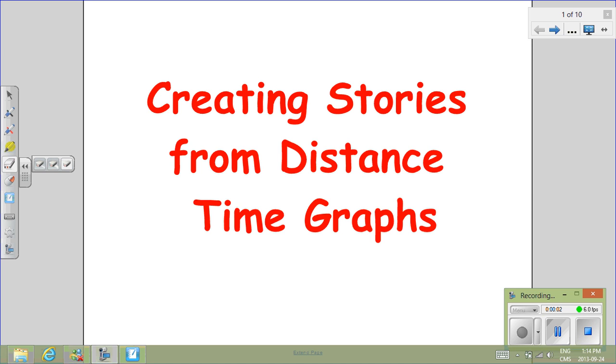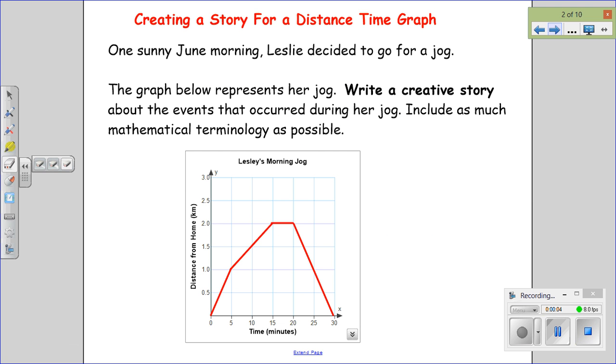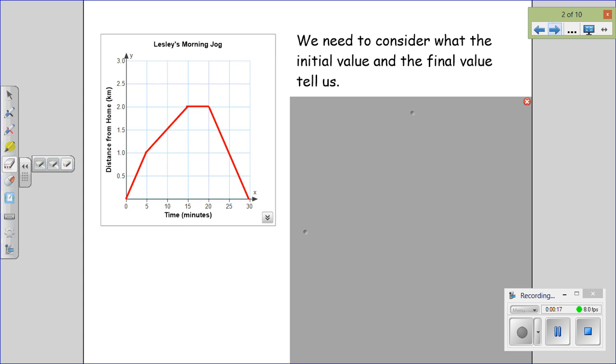Creating stories from distance time graphs. One sunny June morning, Leslie decided to go for a jog. The graph below represents her jog. Write a creative story about the events that occurred during her jog and include as much mathematical terminology as possible.